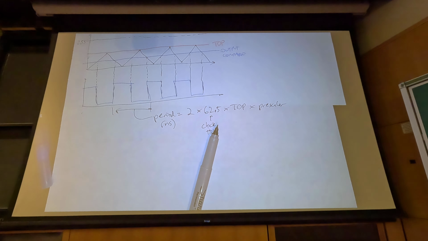All right, I want you to find the top and prescaler values that will give a period of exactly 20 milliseconds. Okay, start working on this before you do the poll everywhere.